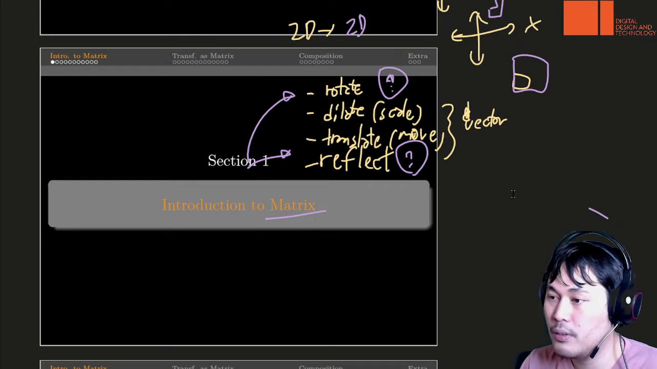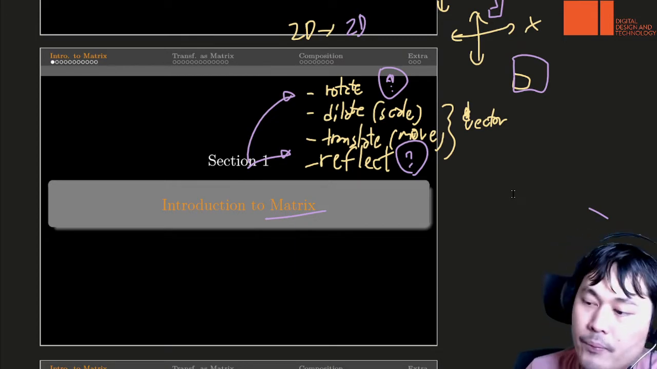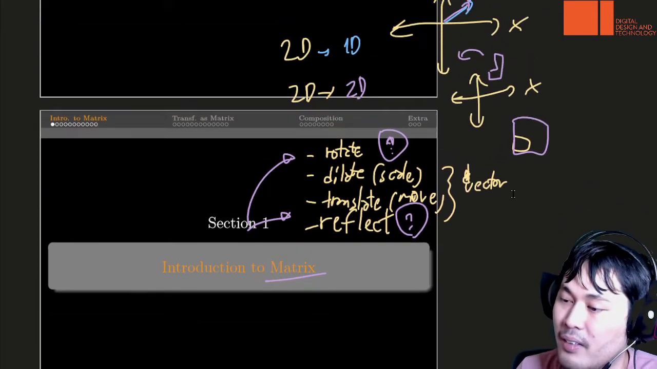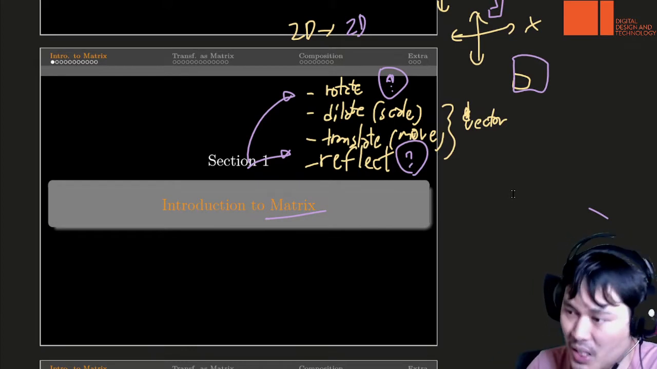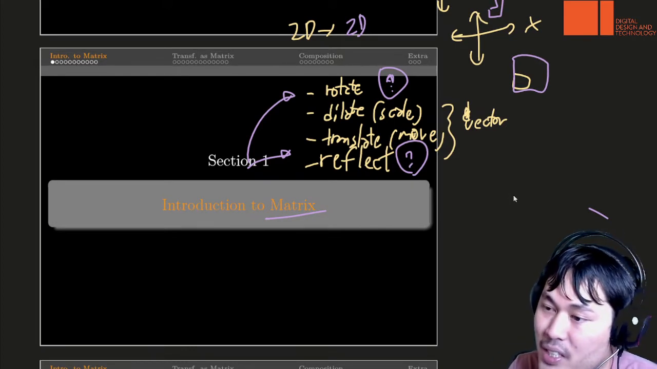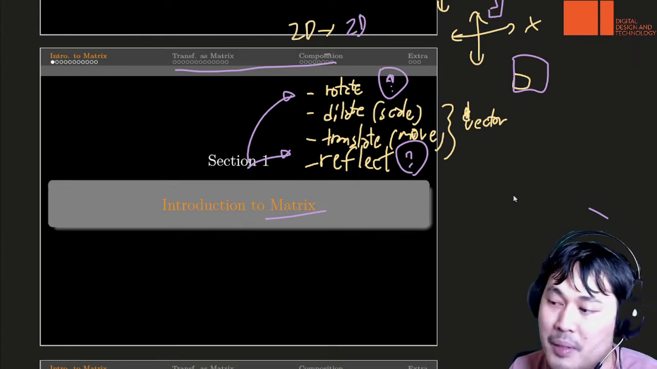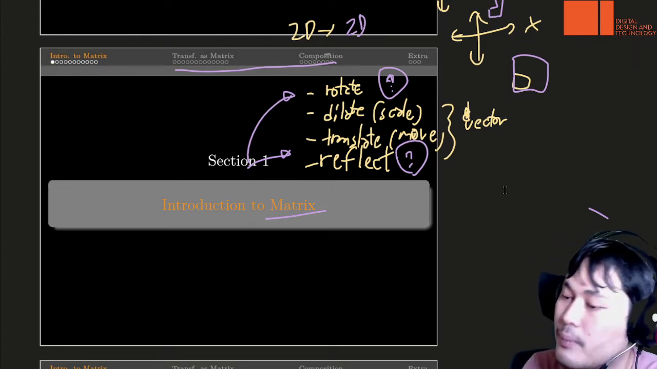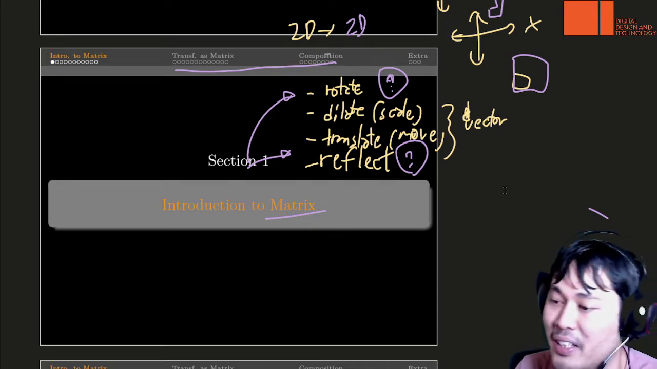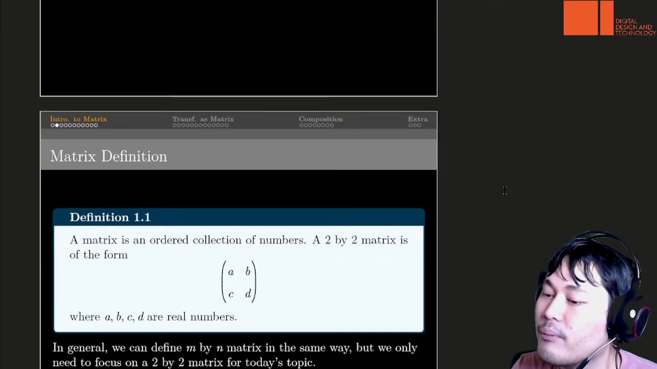And let's go to the topic, which is matrix. Right, and at the end of the day, which is in sections 2 and 3, we're going to see how we can use this matrix to transform stuff. But before that, let's talk about what a matrix is in the first place.